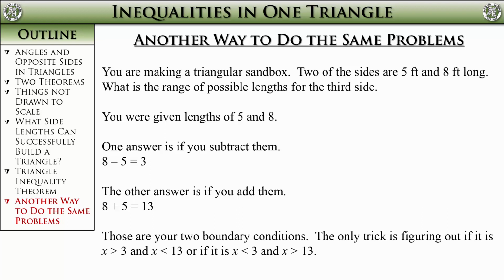The only real trick is figuring out if it is x is greater than 3 and x is less than 13, or if it is x is less than 3 and x is greater than 13. It's going to be one of those 2. Students can normally figure out pretty easily which one makes sense. Only one will. So that's your answer. It's just an alternate way to do that type of problem. You are simply adding and subtracting. That's it. Pretty easy. I hope you can add and subtract.